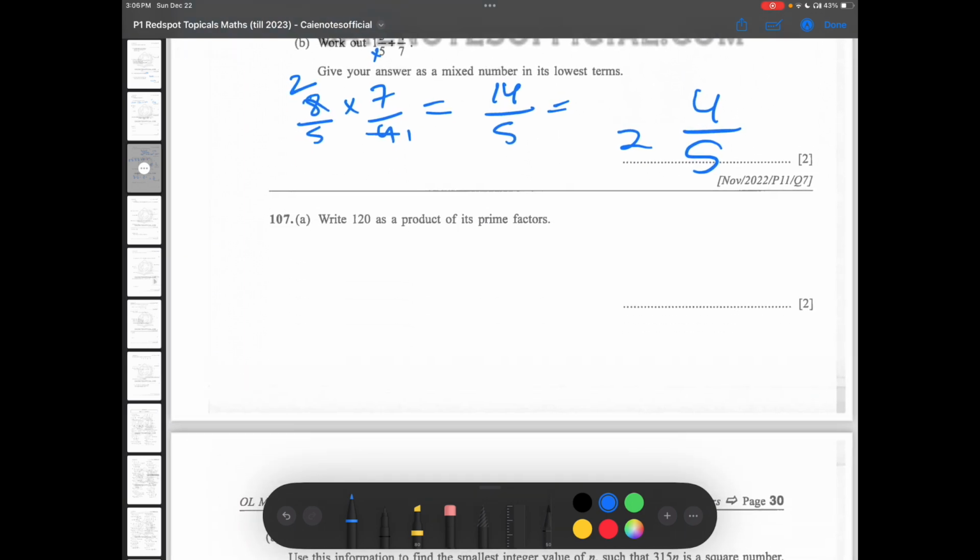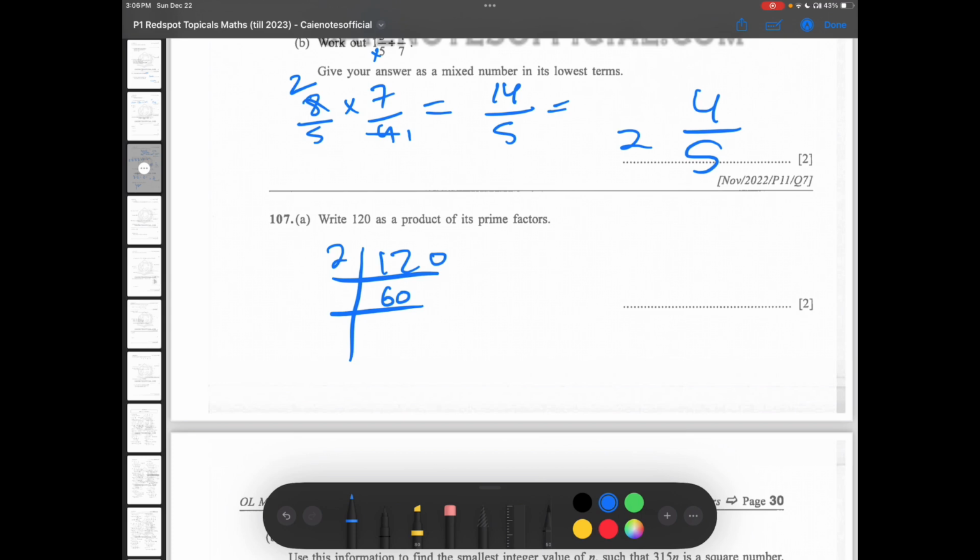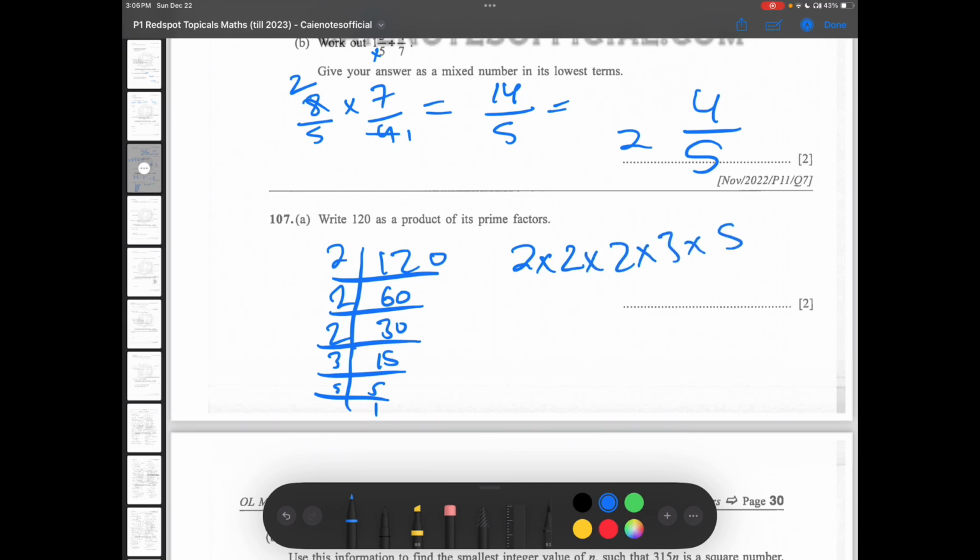Write 120 as the product of its prime factors. This is a very easy question. So 2 into 60, 2 into 30, 2 into 15, 3 into 5, 5 into 1, and this is equal to 2 multiplied by 2 multiplied by 2 multiplied by 3 multiplied by 5, and always give your answer in index notation, 2 to the power 3 multiplied by 3 multiplied by 5.